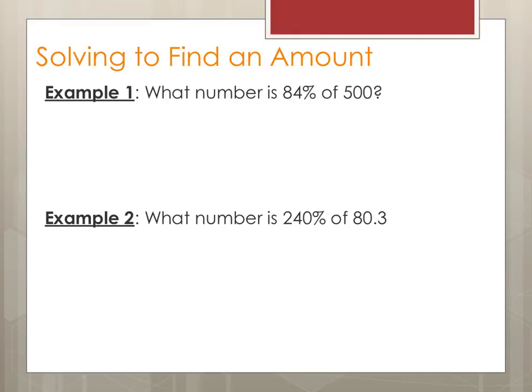Alright, now we're going to do a couple of practice problems where we're solving to find the amount, or the part. So what number is 84% of 500? What number, we'll represent with x, equals 84%, 0.84 as a decimal, of means times 500. This problem's pretty straightforward. When we're solving for the part, our variable is left alone on the left, and the constants are on the right. We just have to do this multiplication, 0.84 times 500, and we get 420.